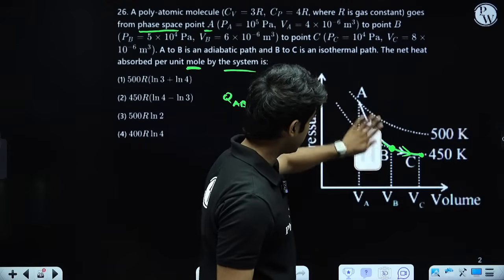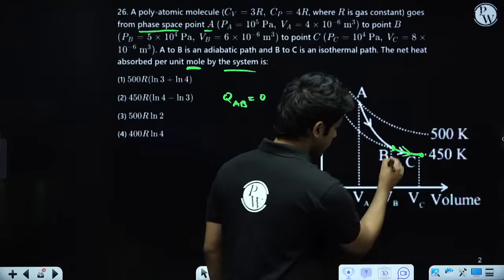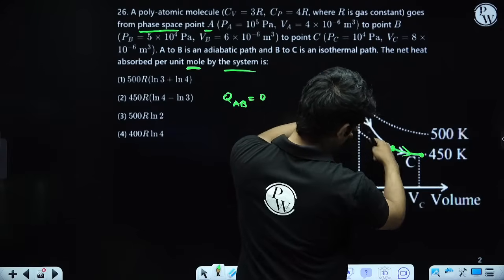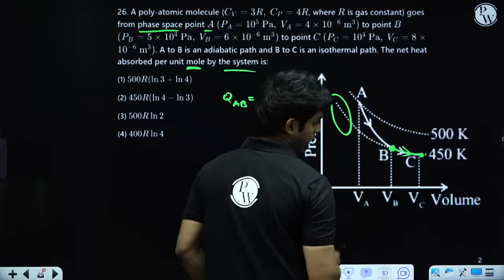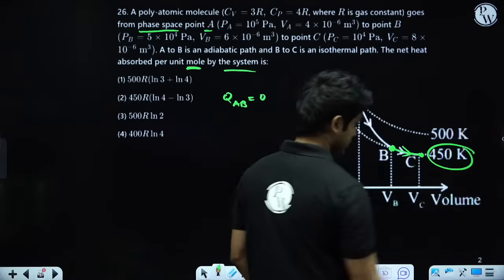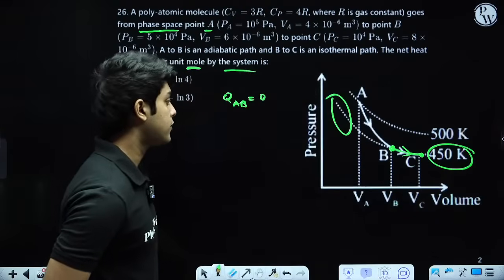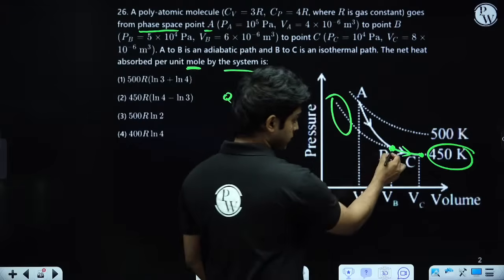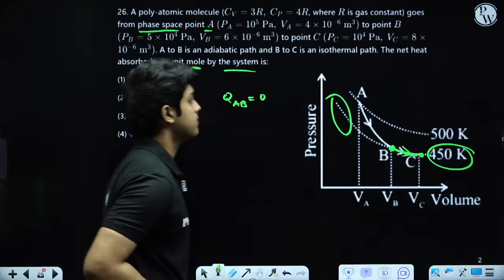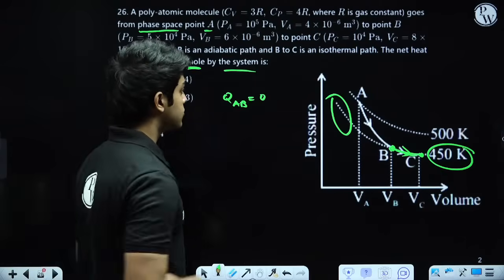So we just need to focus on B to C, which is the isothermal process. And the thing is, this process B to C is part of this isotherm, right? An isothermal process means the same temperature, which means the temperature for this process is constant at 450 Kelvin. So the process from B to C will have a constant temperature of 450. Okay, now the question is, what is the net heat?